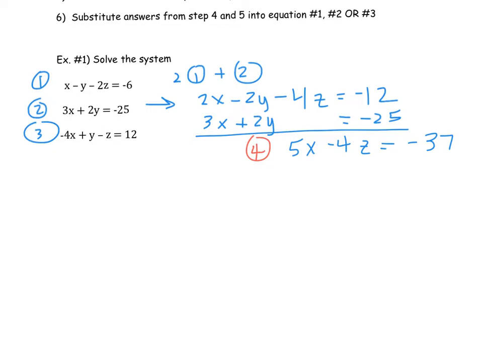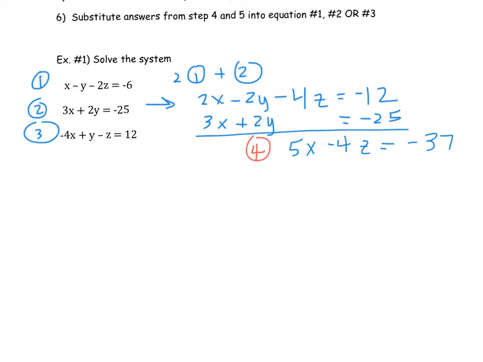Let me get rid of that. There we go. Okay, so we're going to come this way, and we're going to do 2 and 3. So if I look at 2, 2 has got the 2 in front of the y. The 3 has the 1 in front of the y, but they're both positive.